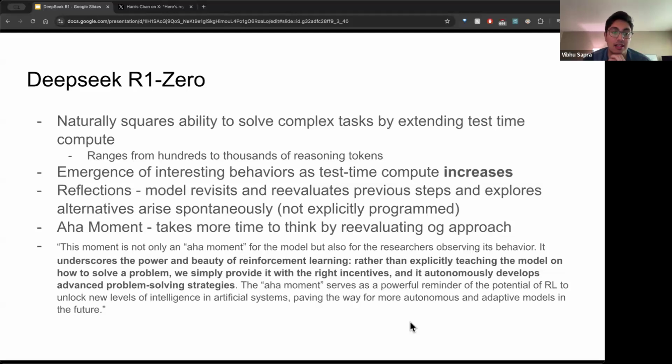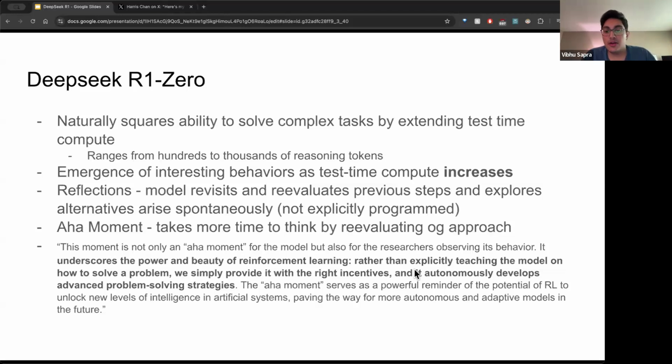Rather than explicitly teaching a model how to solve a problem, we simply provide it with the right incentives, and it autonomously develops advanced problem-solving strategies. The aha moment serves as a powerful reminder of the potential of RL to unlock new levels of intelligence in artificial systems, paving the way for more autonomous and adaptive models in the future.